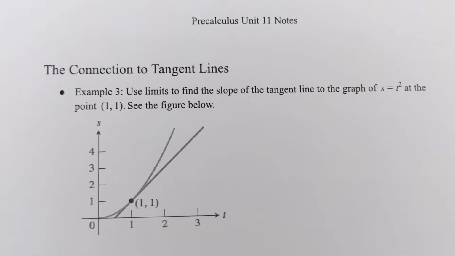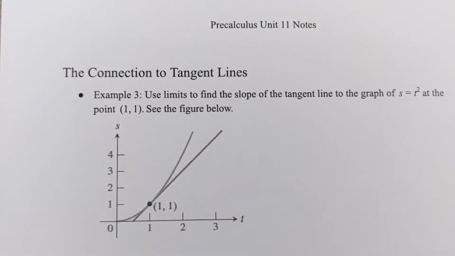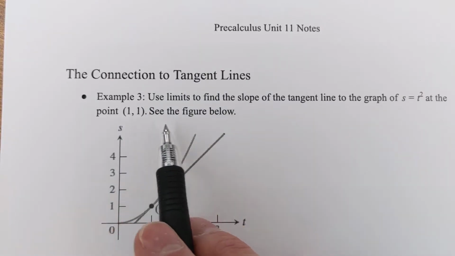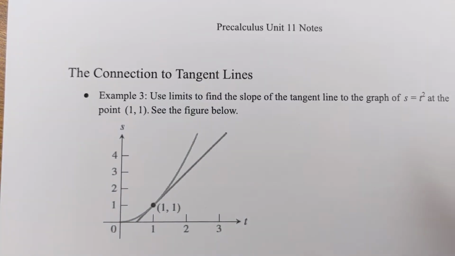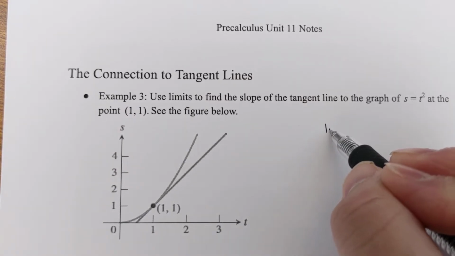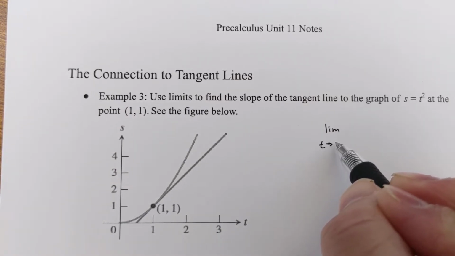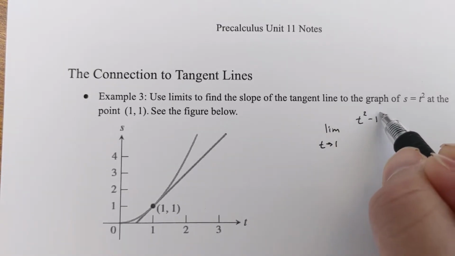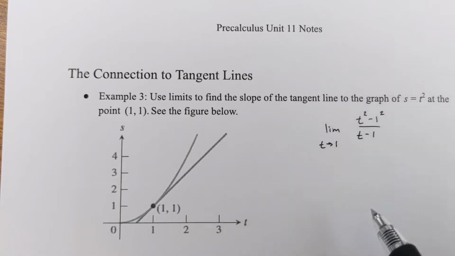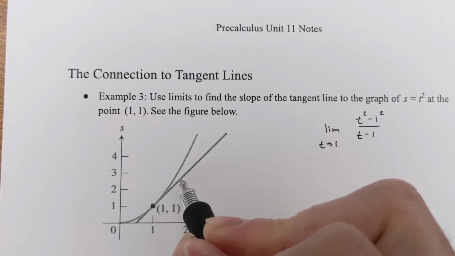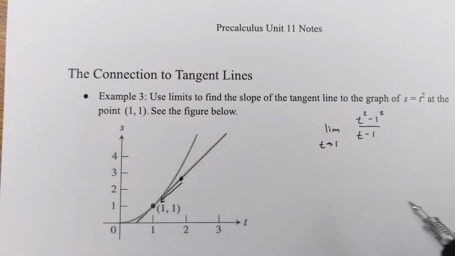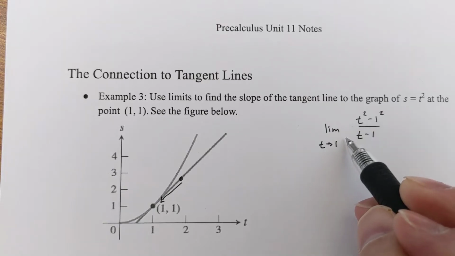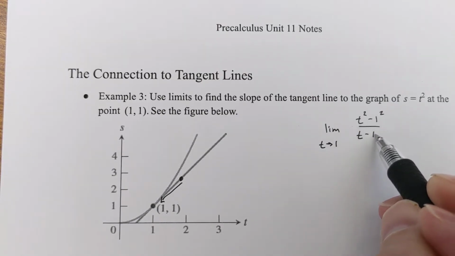Okay, so connection to tangent lines. So example 3, use limits to find the slope of the tangent to s equals t squared at the point 1, 1. So what we're going to do is take the limit as t approaches 1 of t squared minus 1 squared over t minus 1. So that's y2. So we're going to put some arbitrary point here and let it move towards that one. So the y value is just whatever t squared is. And 1, 1 is the coordinate that I know.